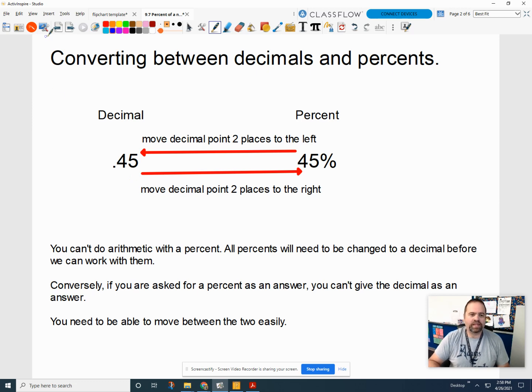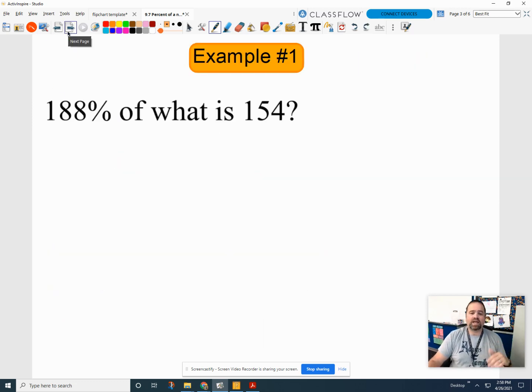A couple of things we need to get out there. This is exactly the type of problem I'm going to throw at you today: 118% of what number is 154? I want you to be able to take that sentence in English and translate it into algebra, which is in essence a second language. The word "of" is multiply. Anytime you see the word "of," we're going to put in a multiplication symbol.